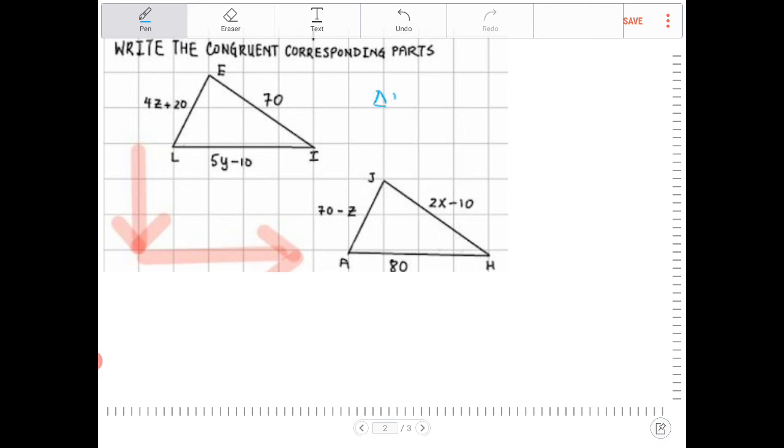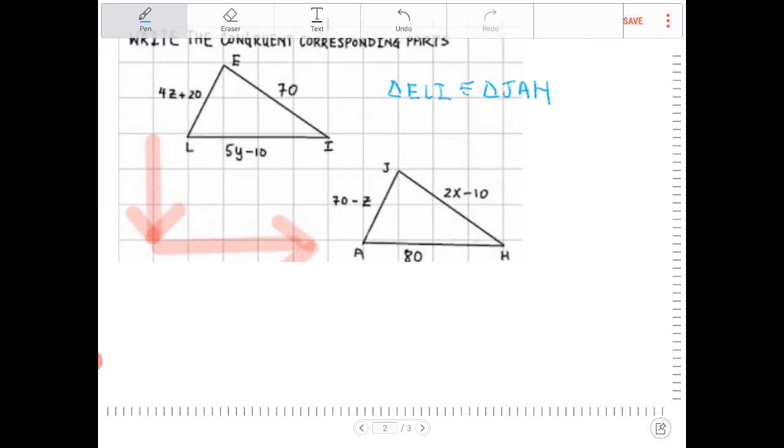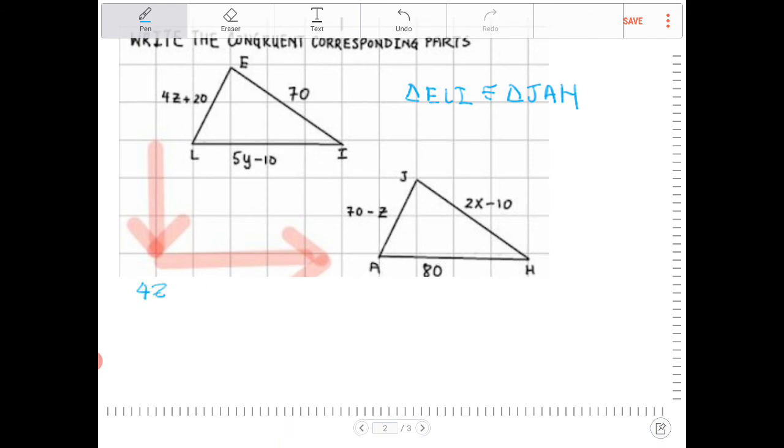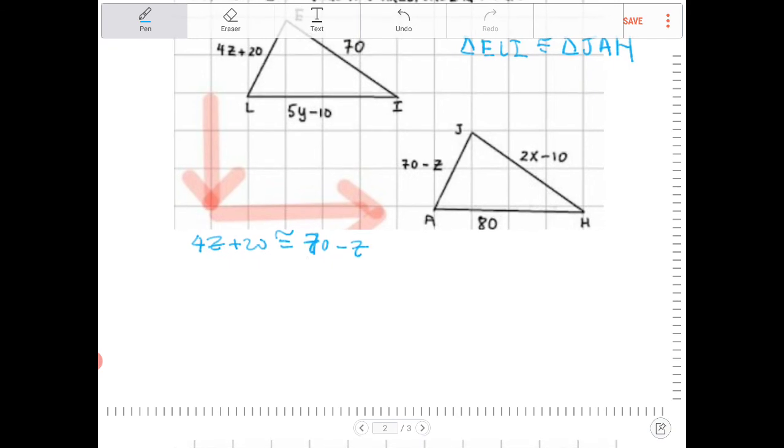So again, triangle ELI is congruent to triangle JHA. So now I know that EL is 4z plus 20, and that is congruent to 70 minus z. Solve for z. So add z to both sides, 5z, subtract 20, divide by 5, z is equal to 10.